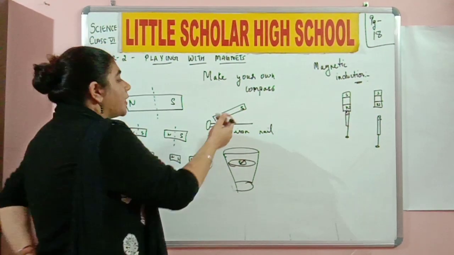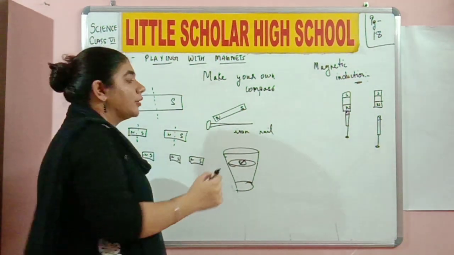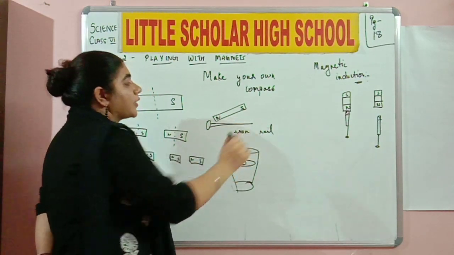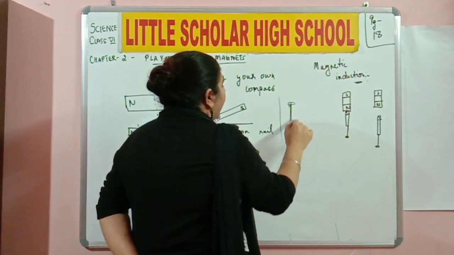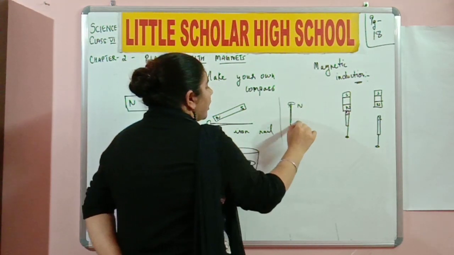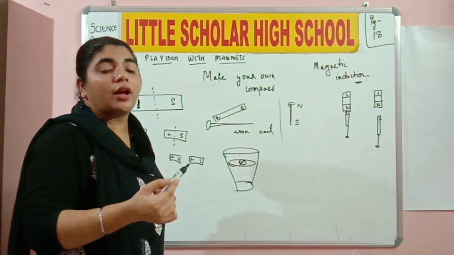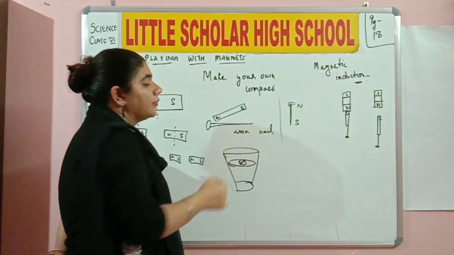Did you understand? Once I complete doing it 20 times, once I have dragged the bar magnet on the iron nail almost 20 times in one direction, it is going to start behaving like a bar magnet with proper north and south poles because I have magnetized the nail now. I have transferred the magnetic properties of the bar magnet to the nail.